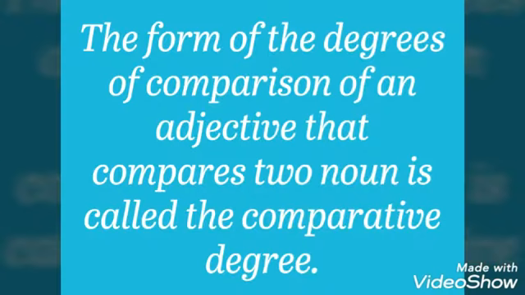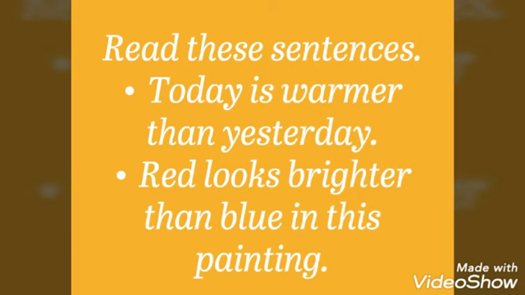The form of the degrees of comparison of an adjective that compares two nouns is called the comparative degree. Read these sentences. Today is warmer than yesterday. Red looks brighter than blue in this painting.